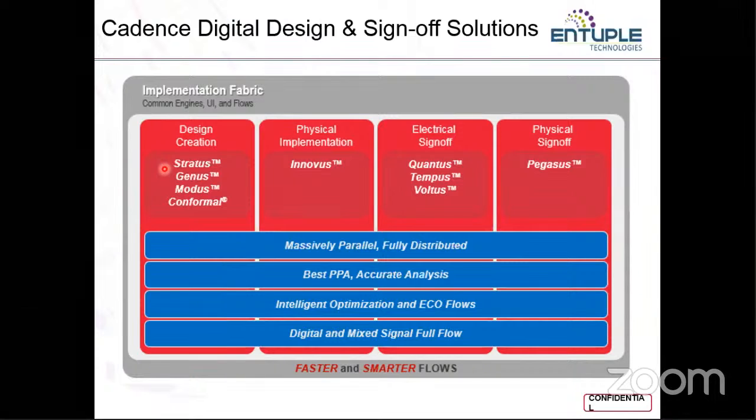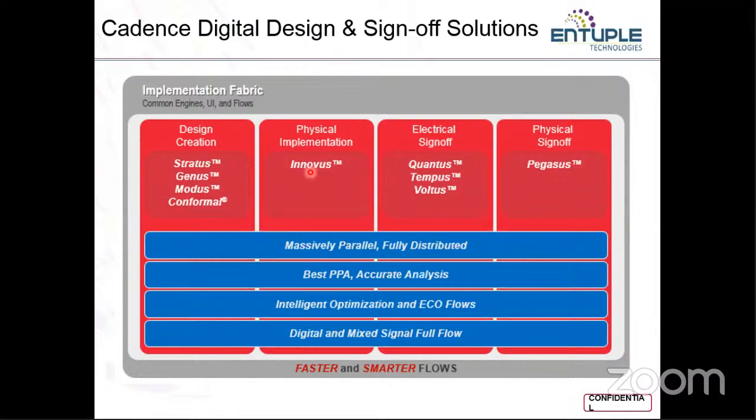Along with that, you also have Tempus and Voltus in order to check the power and timing constraints of the design. Once this is done, you will be moving into the physical representation of the design, for which you need a tool called Innovus, for physical implementation of the design.